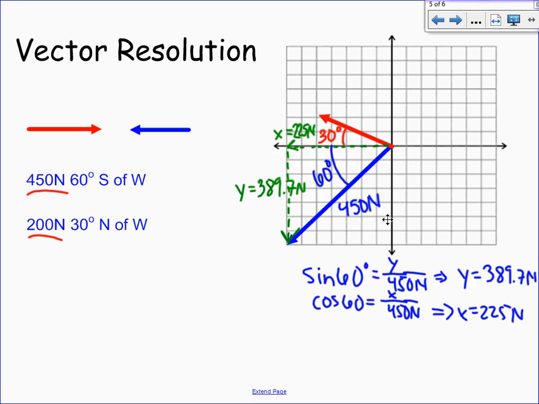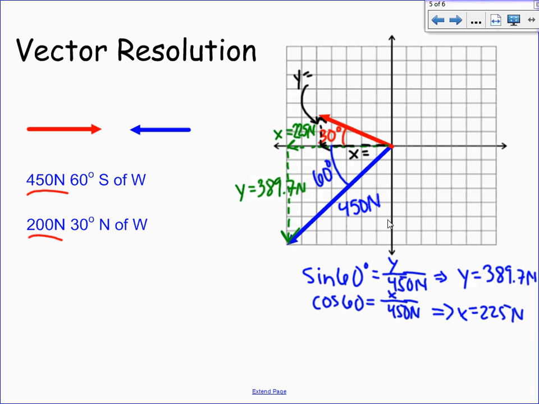What we're going to do now is the exact same thing, but for the red vector, or the 200 newtons. So I'm going to draw that in with black so we can see it a little bit clearer. I know that my red vector has a little bit of x component and a little bit of y component. The y component is going to be right here, and the x component is going to be right here. We're going to do the same exact thing.